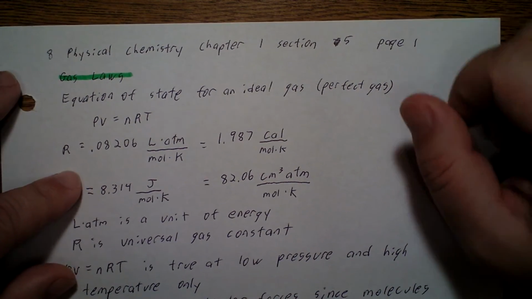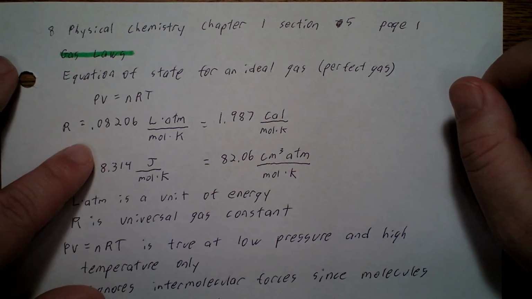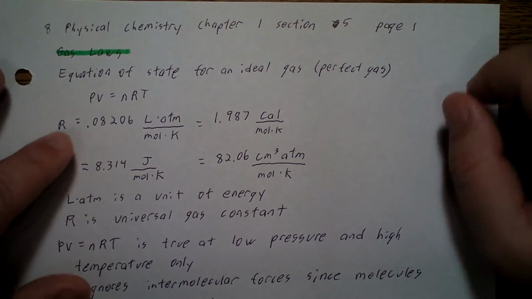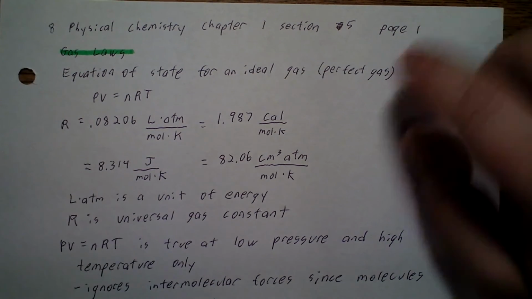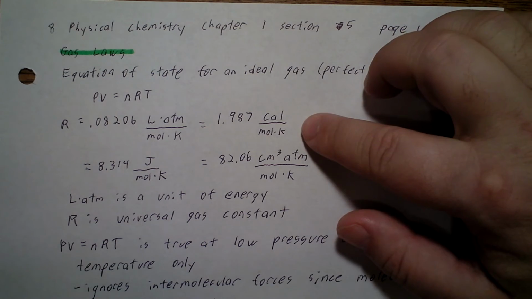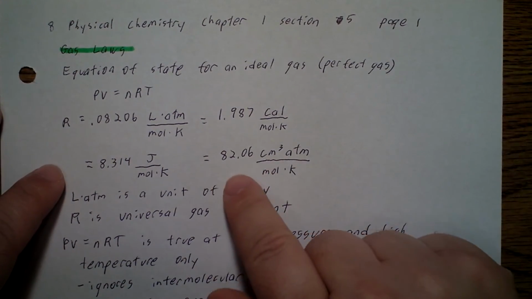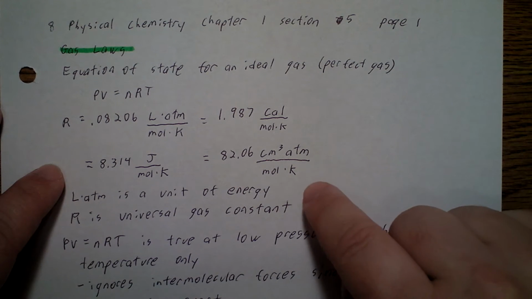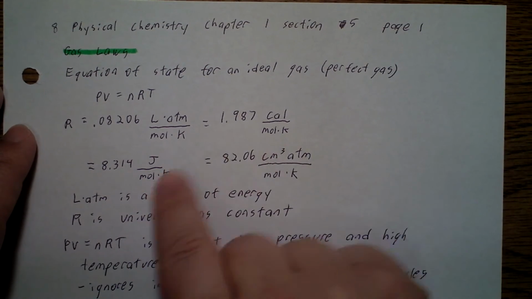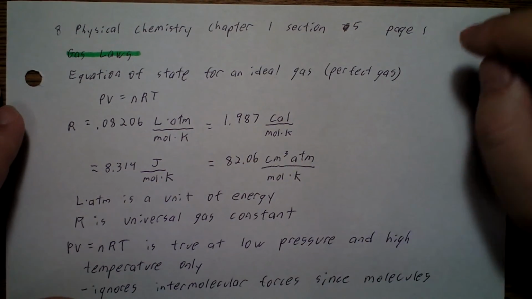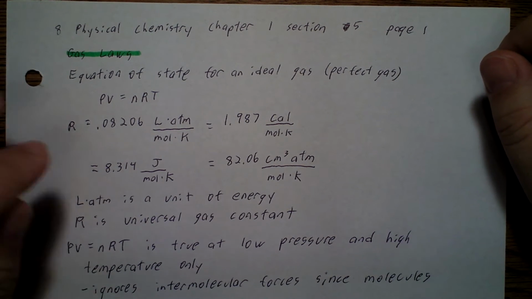Now, R is our universal gas constant, and it can be equal to different numbers depending on what unit system you're using. For example, it can be 0.08206 liter atmospheres per mole Kelvin. It can be 1.987 calories per mole Kelvin. It can be 8.314 joules per mole Kelvin, or it can be 82.06 centimeters cubed atmospheres per mole Kelvin. Now look at this. These all have denominators of per mole Kelvin. So what that tells you is that it's intensive because we're dividing by the size of the system.